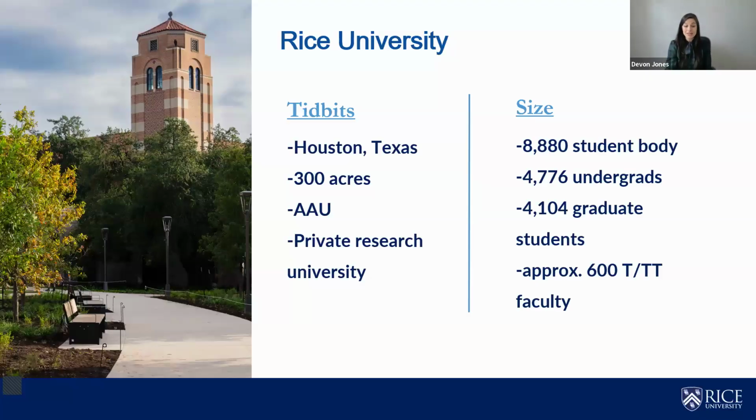To set the stage, let me tell you just a little bit about Rice. We're located in Houston, Texas, right in the heart of the Museum District. Rice is a private research university and a part of the Association of American Universities, the AAU. We're relatively small in size. Our campus is about 300 acres, gorgeous live oaks across, but we're really big in research activity with close to 9,000 students total. They're split about 4,700 undergrads, about 4,100 graduate students.